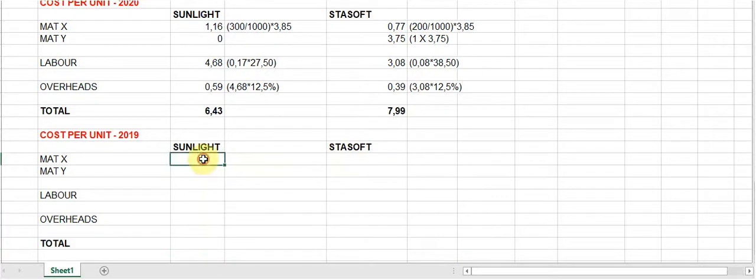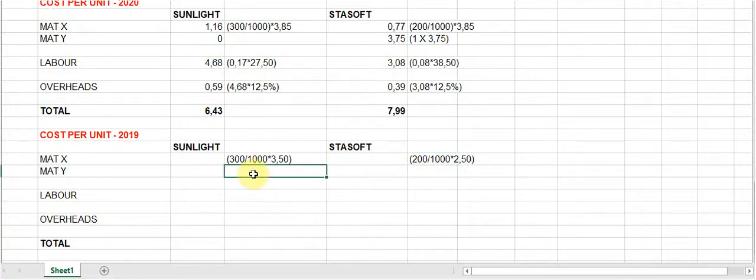Right, if I look at material X, it was worth 3 Rand 50 and I needed 300 milliliters. So it's 300 divided by 1,000. And the price in the previous year was 3 Rand 50. Then for material X in terms of Stasoft, it was 200 milliliters. I'm just taking it to liters and it was 2 Rand 50.